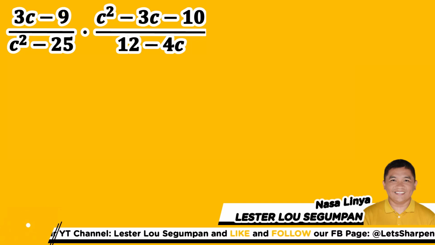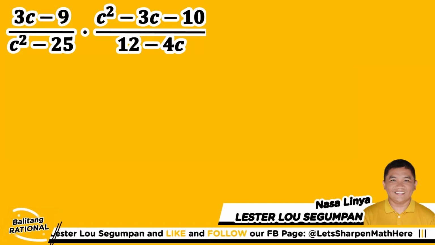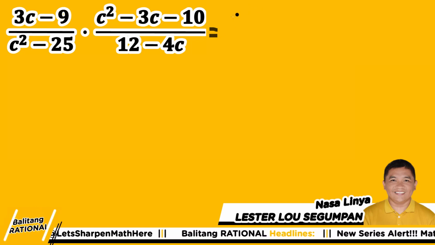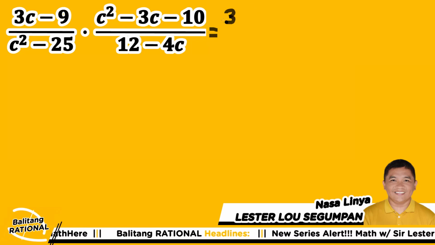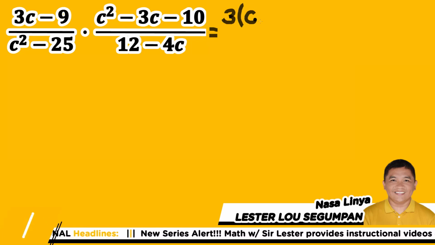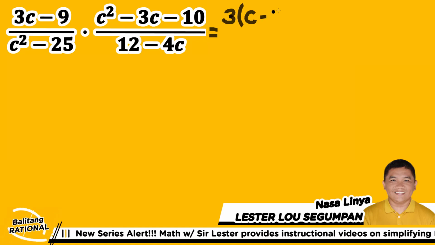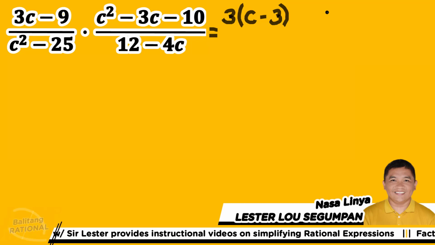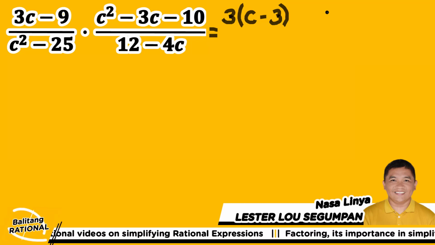Let's try to factor first our numerator of our first rational expression. We can see dito na meron tayong common factor sa ating 3 at saka 9. So we'll be using the common monomial factoring, which is for 3. When we factor 3 from 3c, yung matitira is just c. And for 9, we only have 3. So the factor of 3c minus 9 is, taking away the factor of 3, and then we have the binomial expression c minus 3.